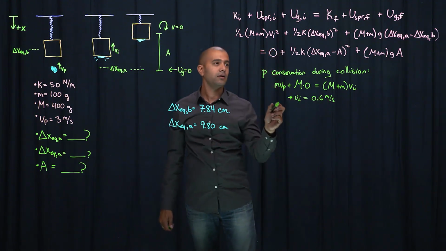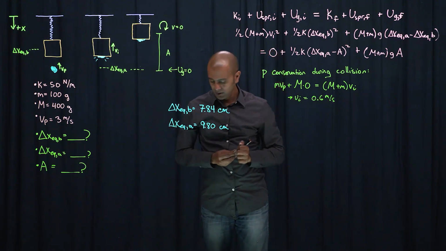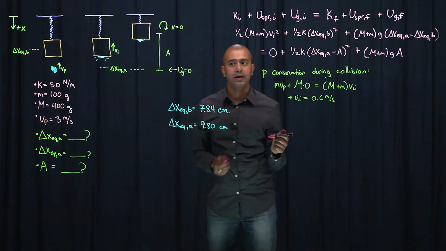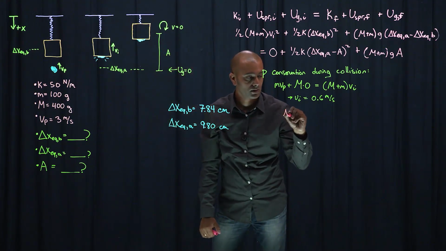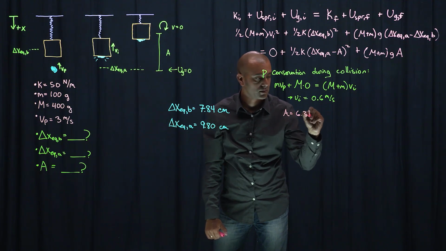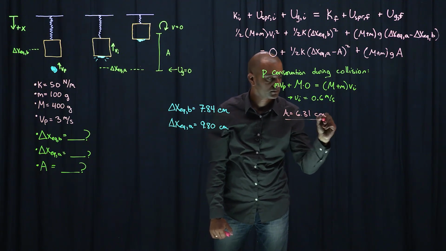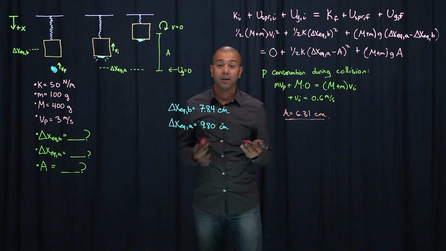And then plugging that in along with everything else in this problem, you should find that the amplitude of the resulting harmonic motion is about 6.31 centimeters. Okay. So I'll stop the problem there.